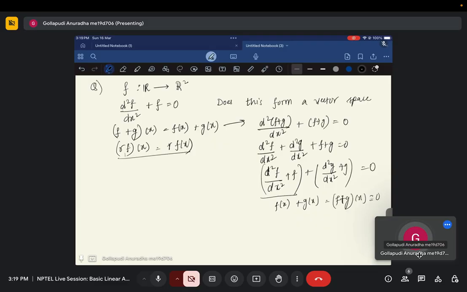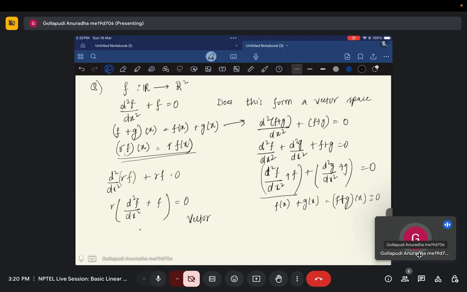Now if you see this, then d square by dx square of r f plus r f is equal to 0. So you can pull r out. So even this satisfies. So this is a vector space.